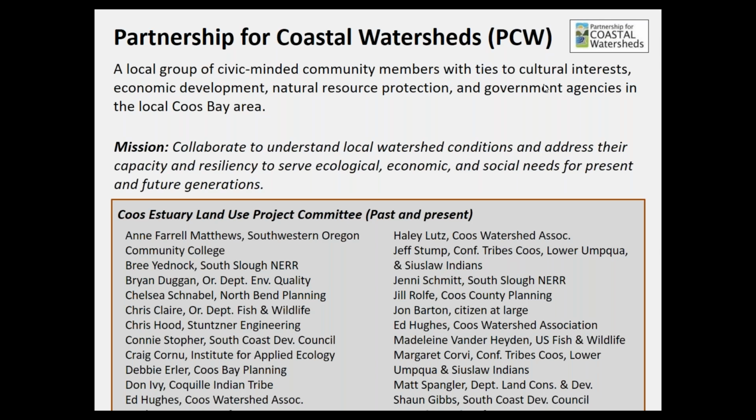So the stakeholder group that largely led the process that I'm about to describe in the Coos Estuary is called the Partnership for Coastal Watersheds, PCW, I might say by accident, but I'll try not to steer clear of acronyms. It's a local group of civic-minded community members with ties to the community that have a mission to collaborate to understand local watershed conditions and address their capacity and resiliency to serve ecological, economic, and social needs for present and future generations.